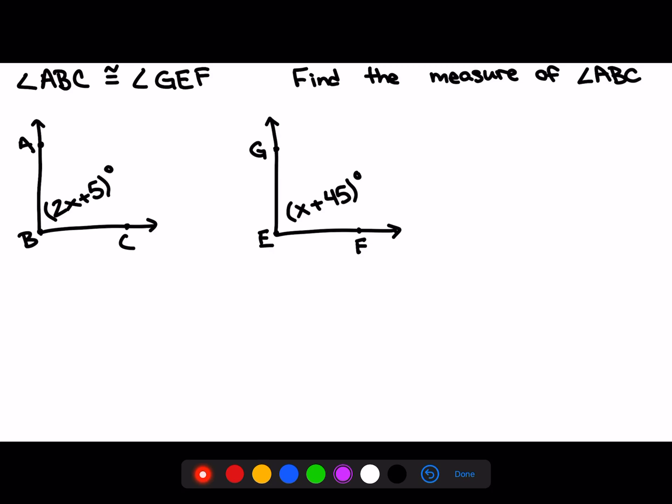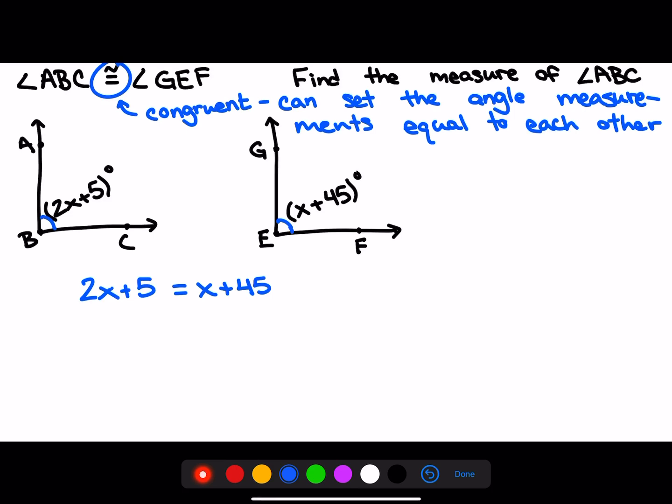So we have angle ABC is congruent to angle GEF, and we want to find the measure of angle ABC. So first off, we know that these are congruent, and we know that congruency means that we can set these angles equal to each other, since they're the same. So these two angles are the same amount. So this will give us 2x plus 5 is equal to x plus 45.